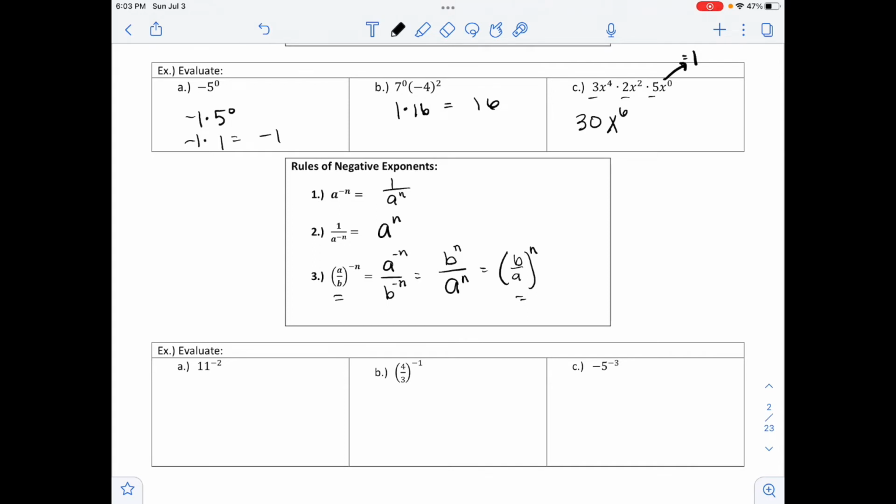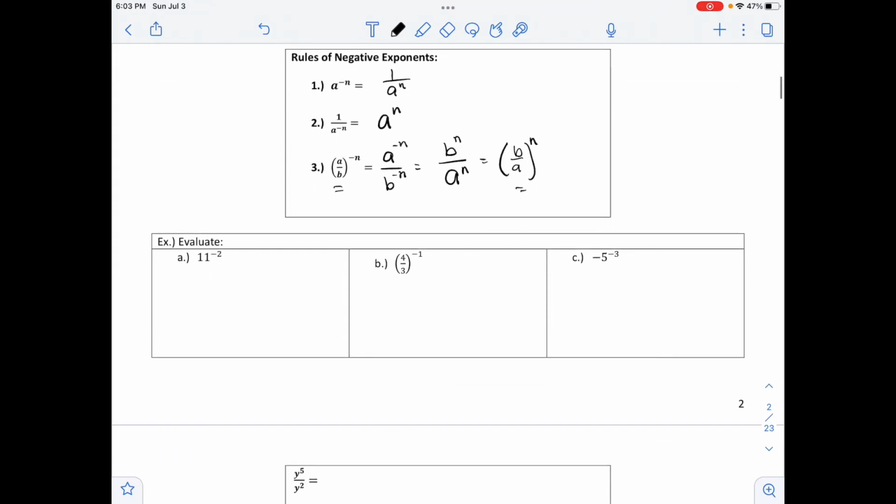So the examples right below, the first one that we have is 11 to the negative second, which is the same as 1 over 11 to the positive second, or 1 over 121. And then for the next one, we have 4 over 3 raised to the negative first, which would be the reciprocal of this. So 3 over 4 raised to the positive first, or just 3 over 4.